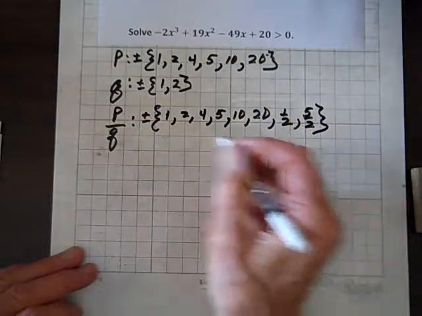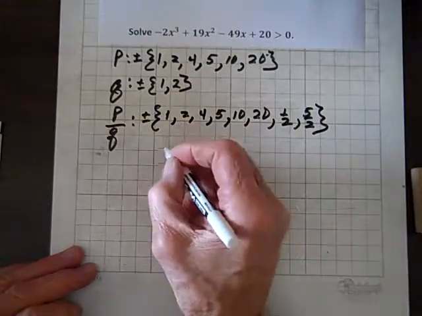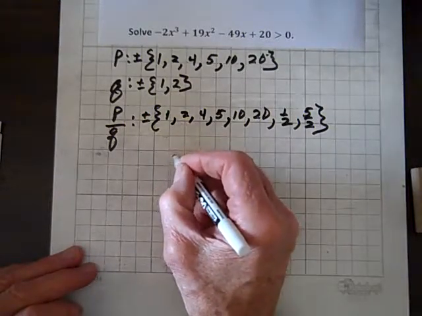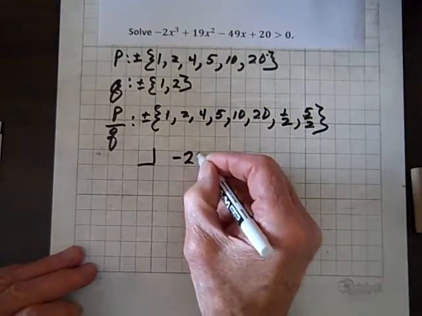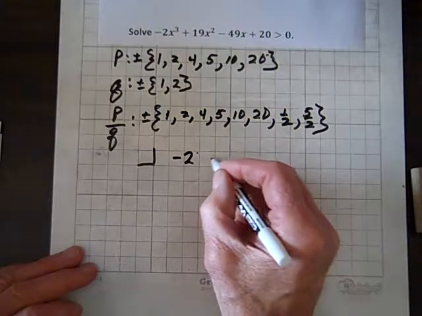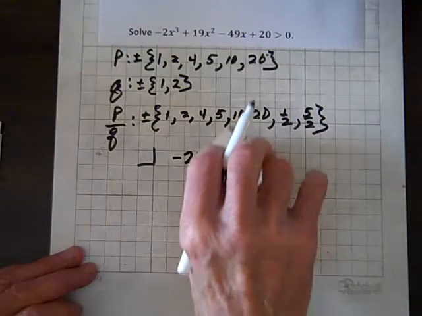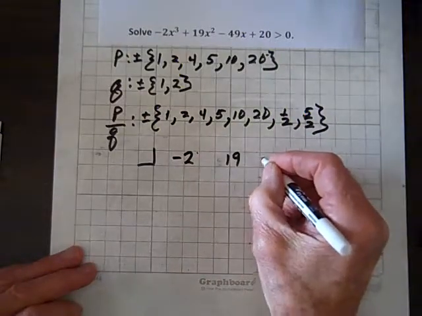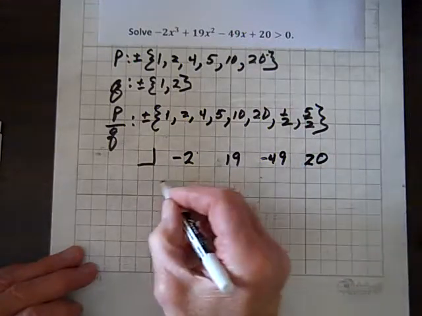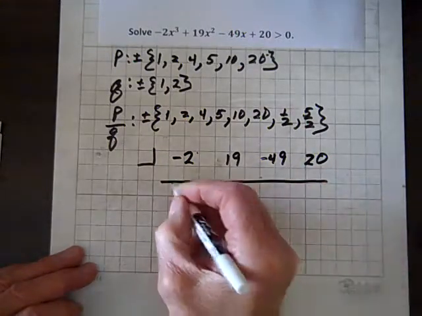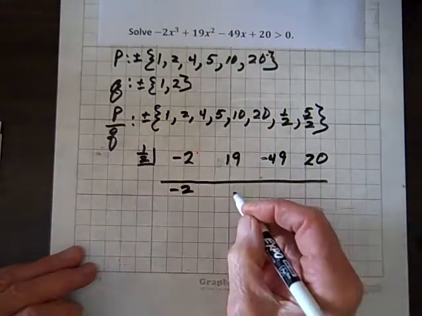Good. Now, let's try one of these out. How about, let's see, first synthetic division, so I need the box here. And I'll start off with a -2, coefficient on x cubed, plus 19. I don't need the plus, it's minus 49 and 20. And we bring down that -2, and I'm going to try 1/2 here and see what happens.